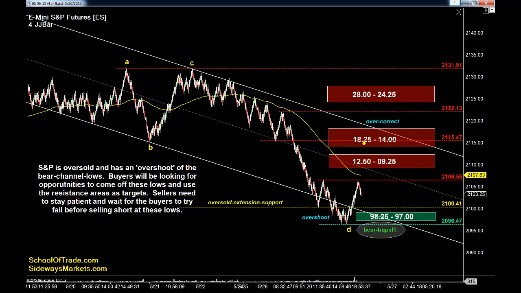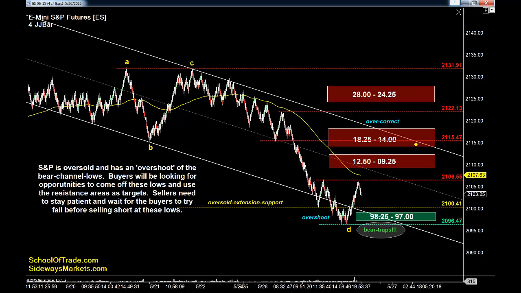Sellers on the S&P right now, you've got to stay patient. You've really got to stay patient if you're a seller right now. You've got areas of interest overhead, but again, knowing that we have that overshoot, be very, very cautious of selling at these areas until you see it. I would definitely be very careful as a seller selling this 9.25. I'd be very much more interested in being a seller up around the 14 handle to the 18.25 handle.